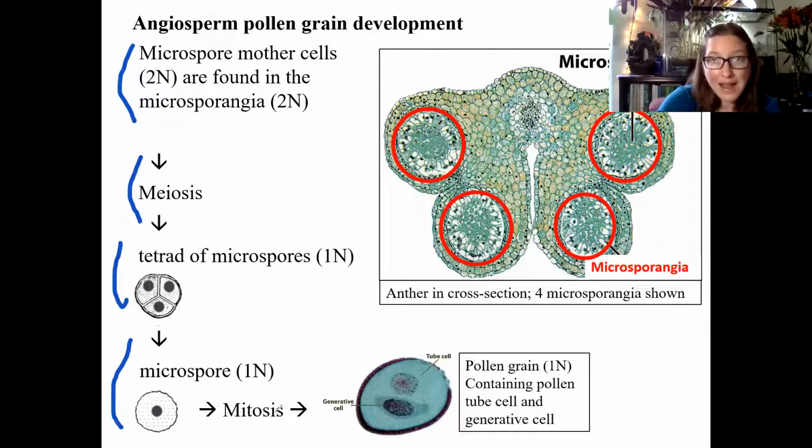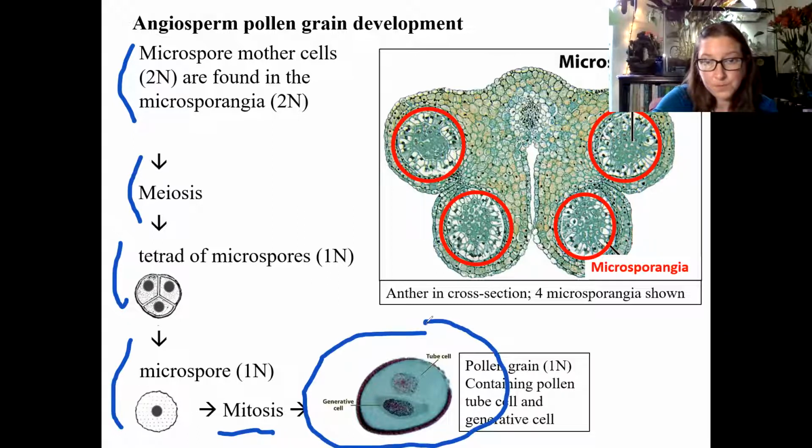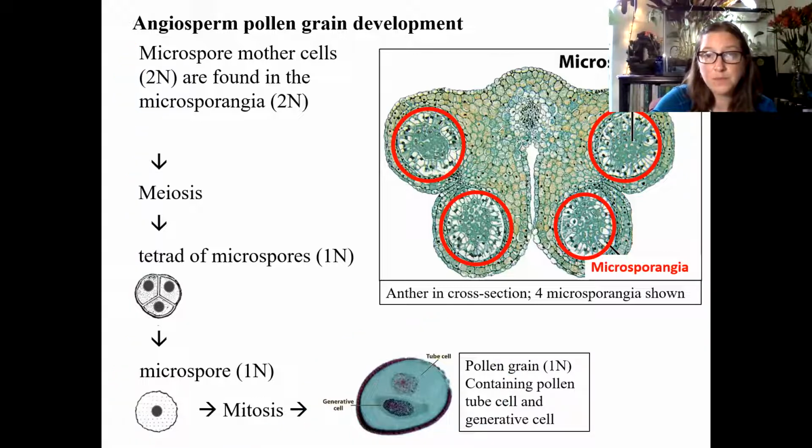The only thing that's added in this angiosperm scenario is that there's one round of mitosis so that your finished pollen grain has two cells. That's the only difference.